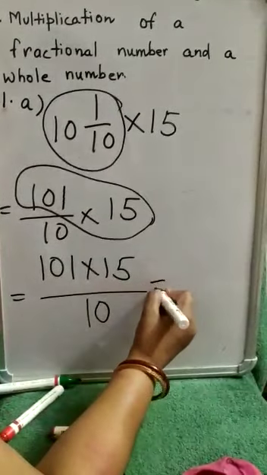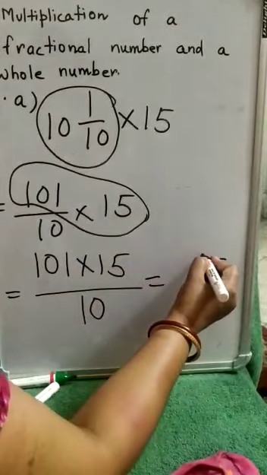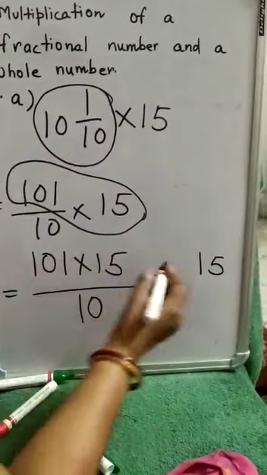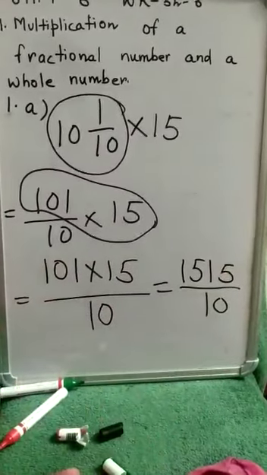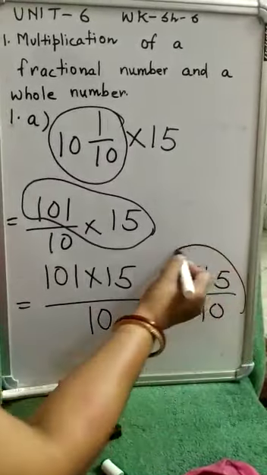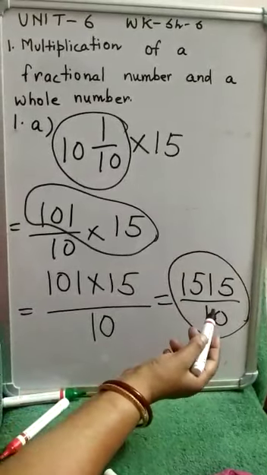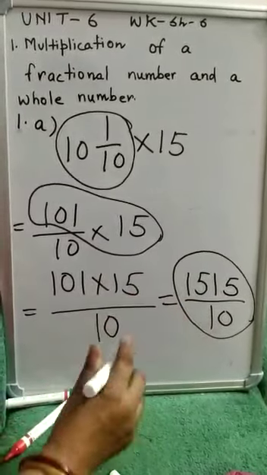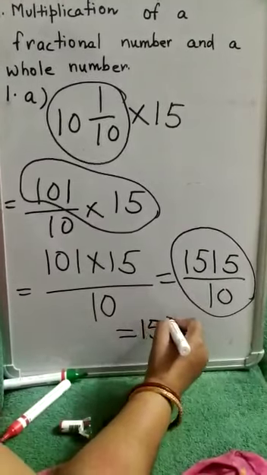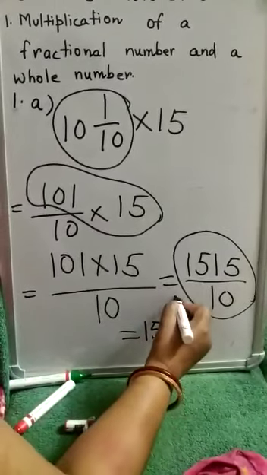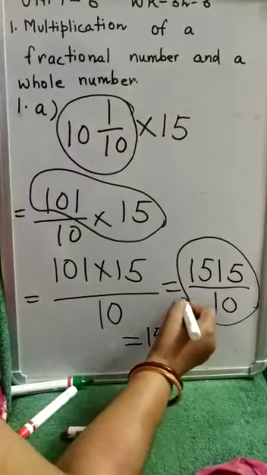Now we will do multiplication. 15 ones are 15, 5, 1 carry over, 15 zeros are 0, plus 1, 1. 15 ones are 15, divided by 10, correct. Now this is an improper fraction, so we have to convert this improper fraction into a proper fraction, correct. Now after dividing it will be 151 by 5 by 10. This is the answer.